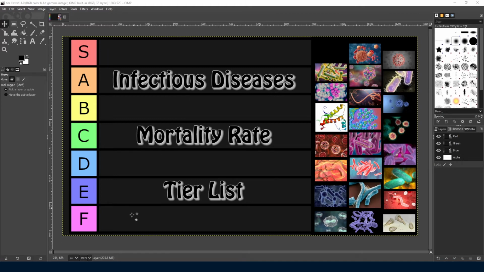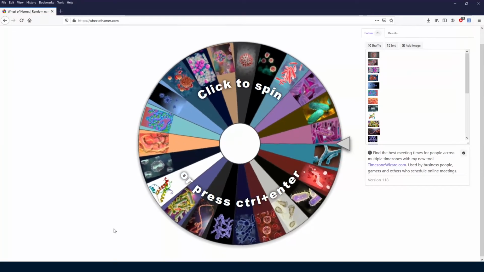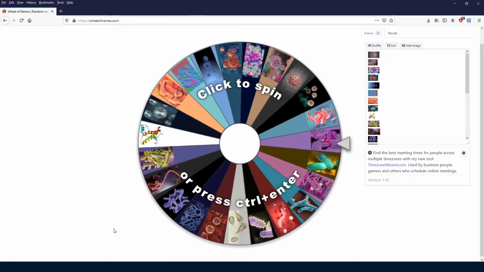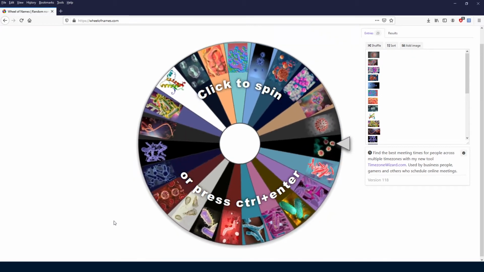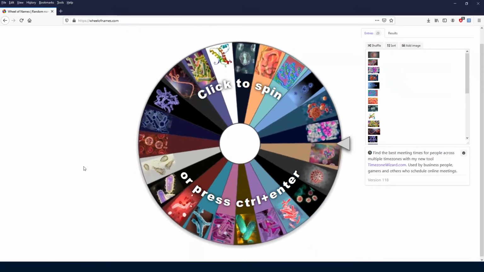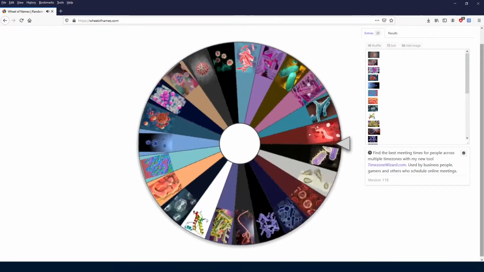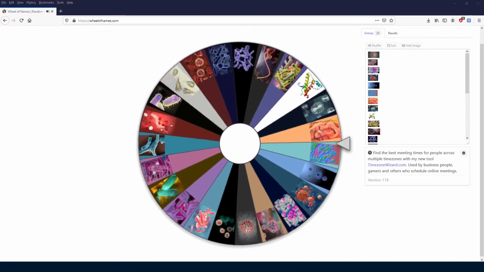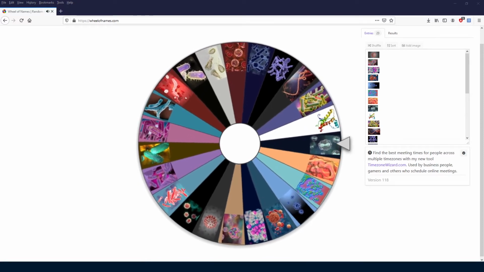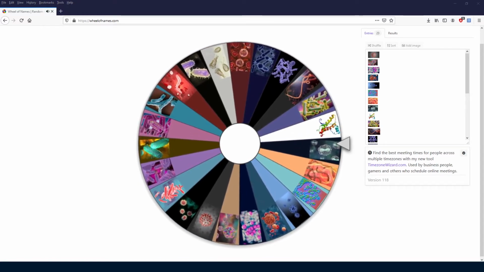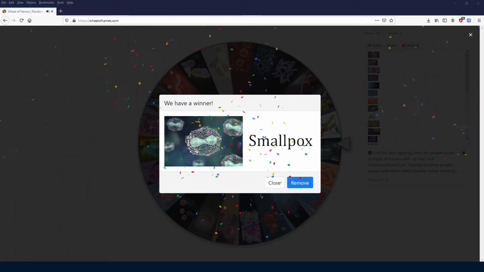Okay, so we're going to do this by spinning a wheel, so I can randomly choose one. So let us begin. And we are landing on... that is smallpox.